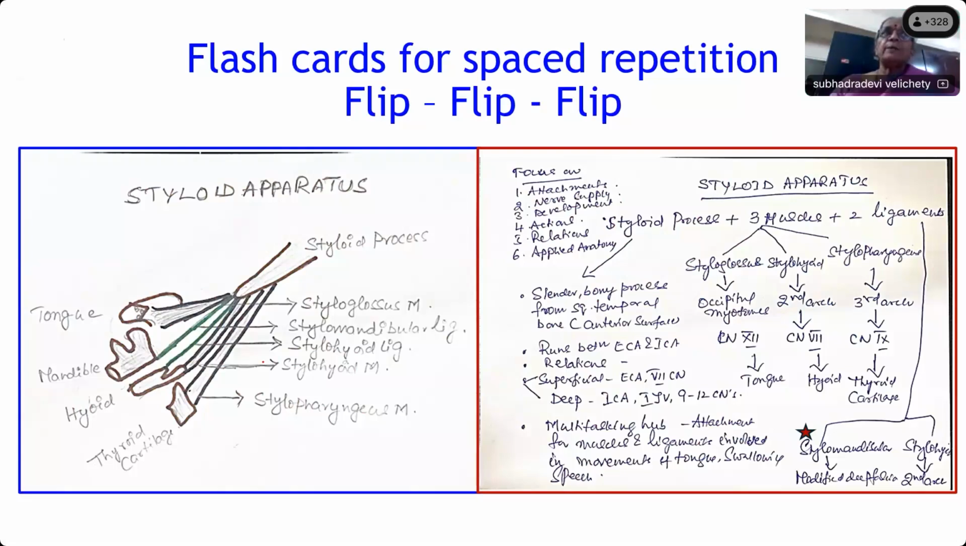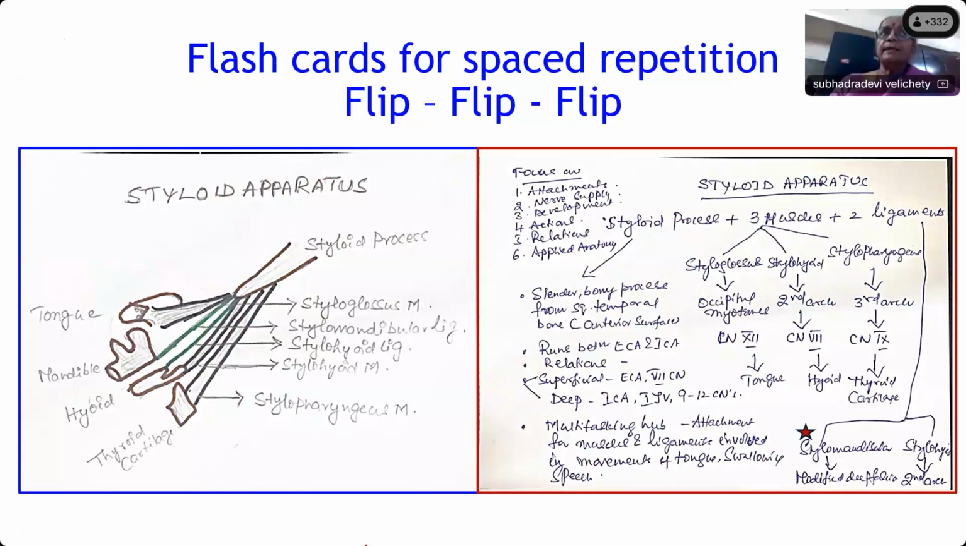So what is styloid process? What are the three muscles? What are the two ligaments? Like this, if you have a map, then and there, where from they are developing also I have shown. And what is the nerve supply? And where it gets attachment: tongue, hyoid bone, thyroid cartilage.